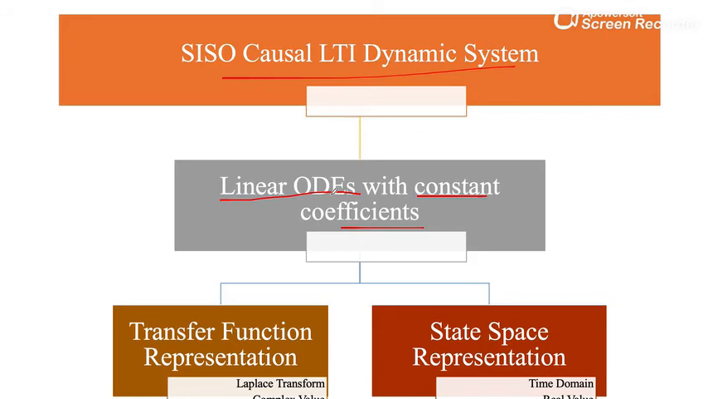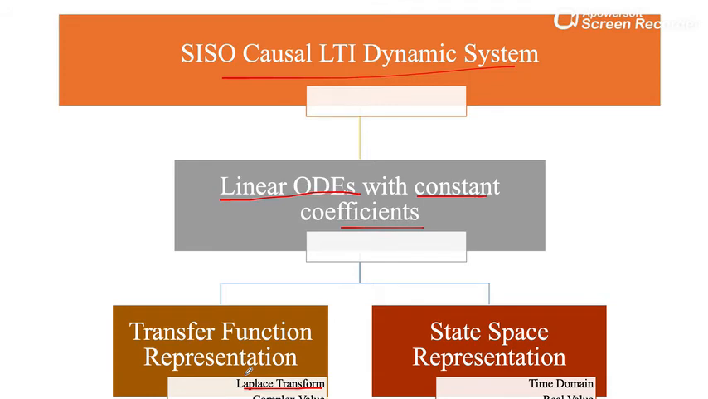So depending upon how one goes about analyzing these ordinary differential equations to study the system response, one could have two representations of this mathematical model that characterize this class of system. If one uses Laplace transform, then we get what is known as the transfer function representation. This is the representation we would predominantly use in this course.